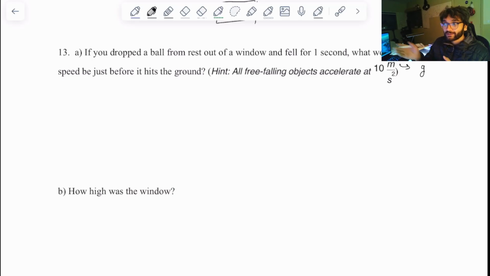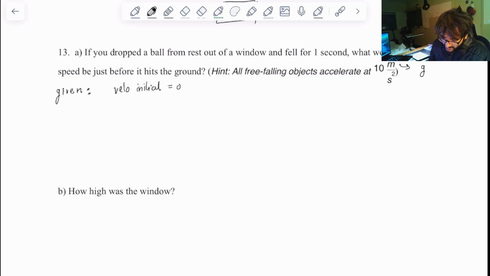Whenever you see they say that all falling objects are accelerated 10 meters per second squared, they're talking about the small g, which is the gravity, the acceleration felt by every object that is around the earth and that is falling towards the earth. That's the acceleration. So we know the acceleration, okay? And we also know one more thing, and that is that it was dropped from rest. That means the initial velocity is zero.